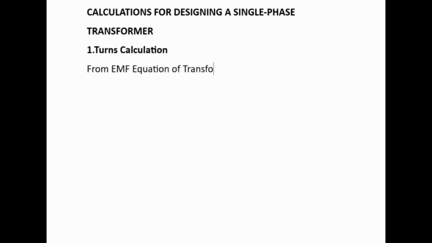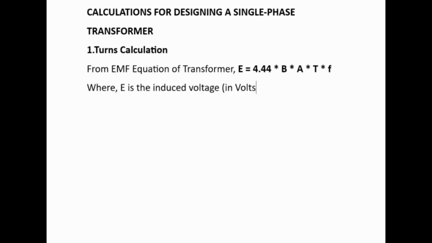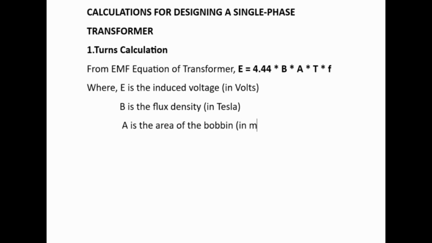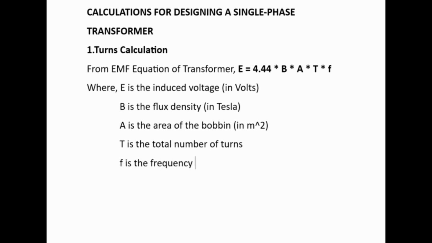Calculations for designing a single-phase transformer. Turns calculation. From EMF equation of transformer, E is equal to 4.44 into B into A into T into F, where E is the induced voltage in volts, B is the flux density in Tesla, A is the area of the bobbin in meter square, T is the total number of turns, and F is the frequency in hertz.